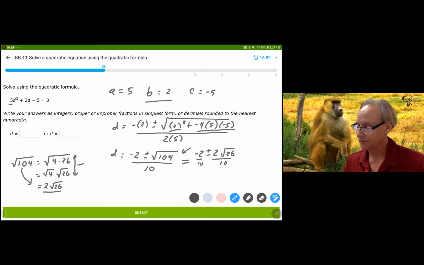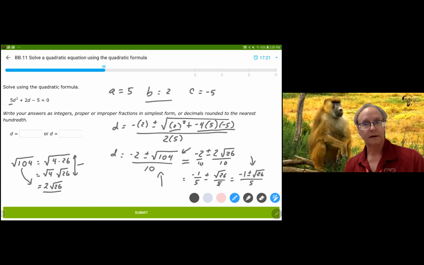Again, a lot of people are going to mess this up. This is negative 1 over 5 plus or minus the square root of 26 over 5. And of course, that's over 5, sorry. That's the same as negative 1 plus or minus the square root of 26 over 5. Now you'll notice that this doesn't look very much like this, and a lot of people are going to have problems with that. So I thought I'd give you those.